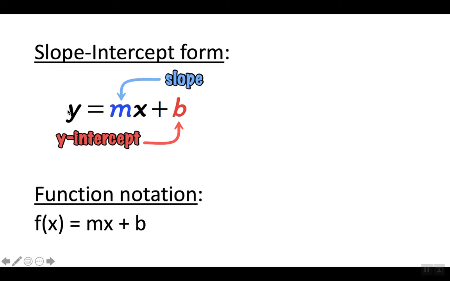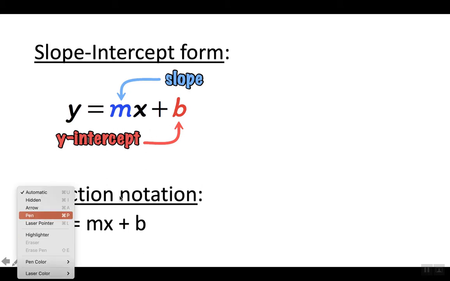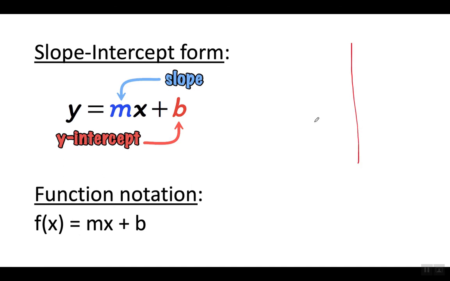Slope-intercept form is written like this: y equals mx plus b, where m is the slope and the letter b is the y-intercept. Remember that the slope measures how steep the inclination of the line is, and the y-intercept is the point where the line crosses the y-axis. All right, so this is the y-intercept.